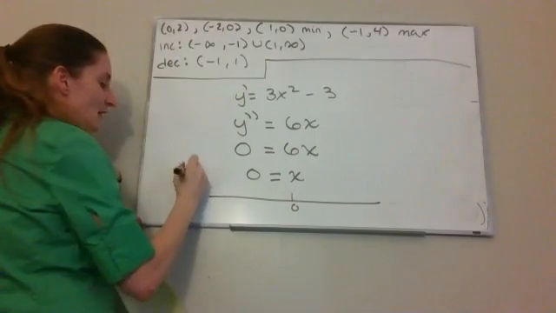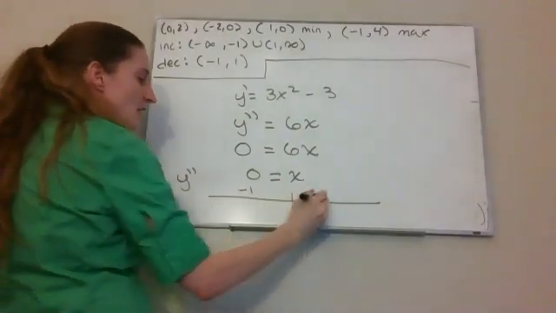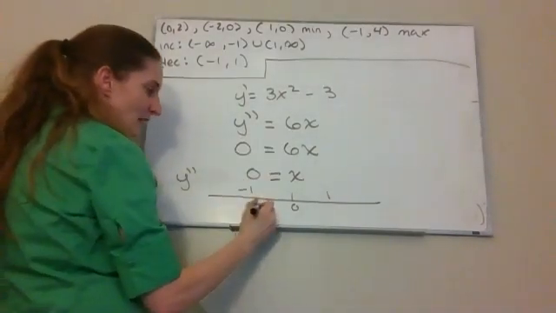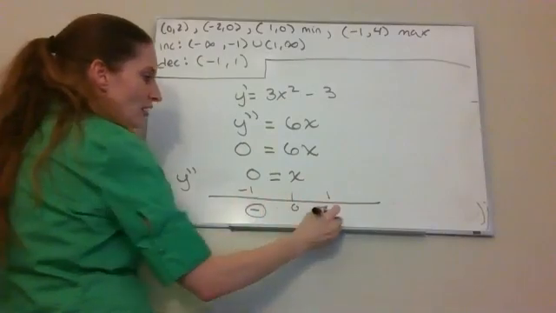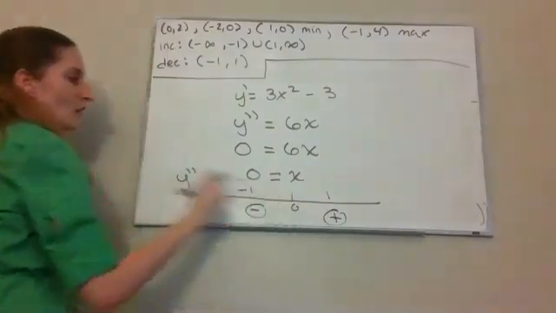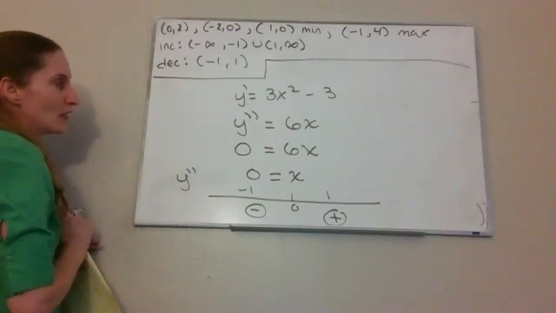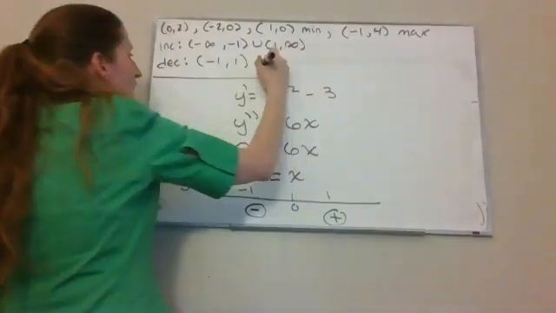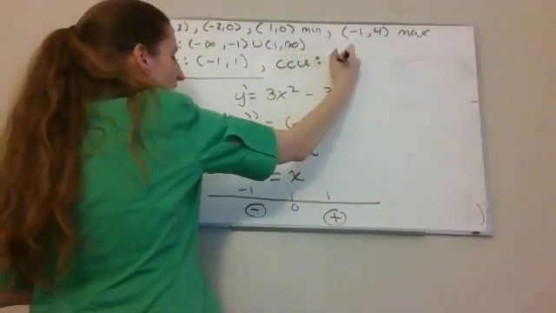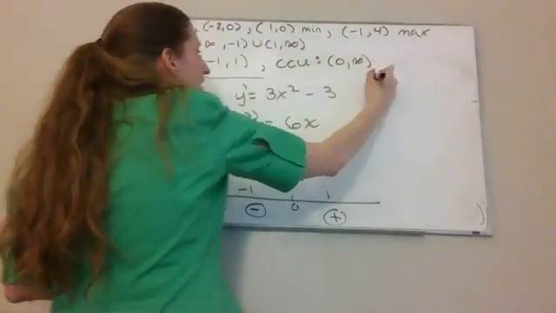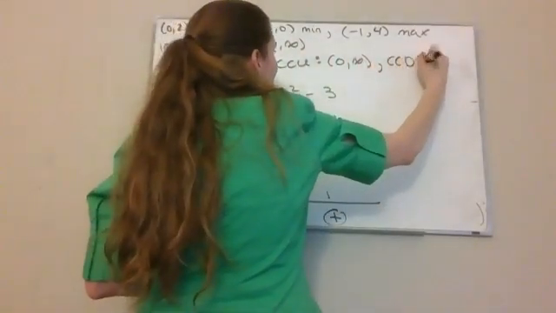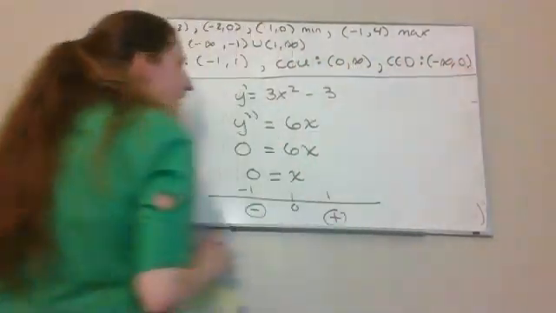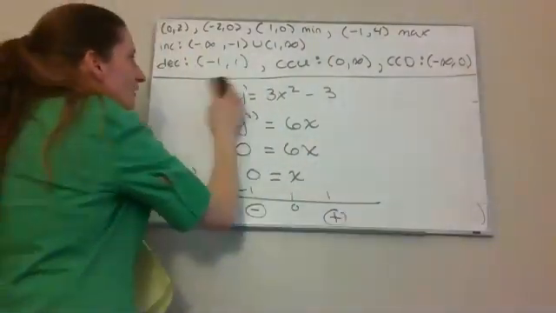So looking at my second derivative number line, we can check -1 and +1. If I plug -1 in, I get something negative. If I plug +1 in, I get something positive. So my x equals 0 is an inflection point. And we can write down where we're concave up and concave down. Concave up from 0 to infinity, concave down from -infinity to 0. And now we're ready to sketch this graph.